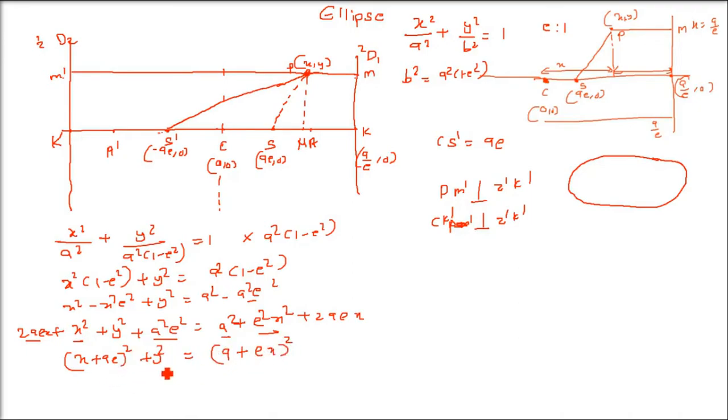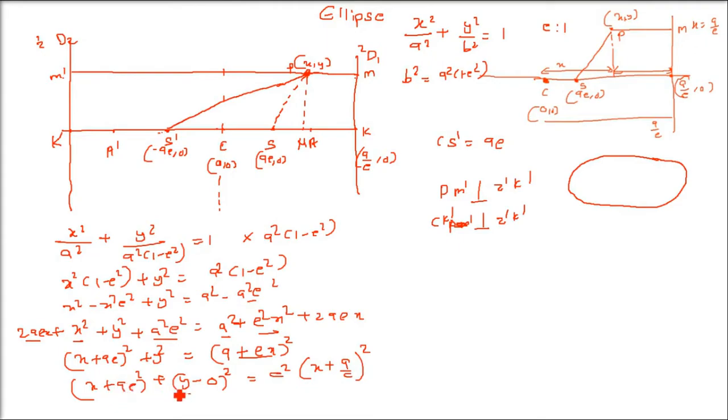Now this x plus ae whole square plus y square, you can write as y minus 0 whole square. So x plus ae whole square plus y minus 0 whole square, or you can write x minus of minus ae. And I am taking e square common from the right hand side, so you get x plus a by e whole square.